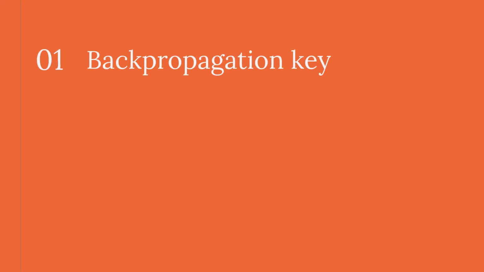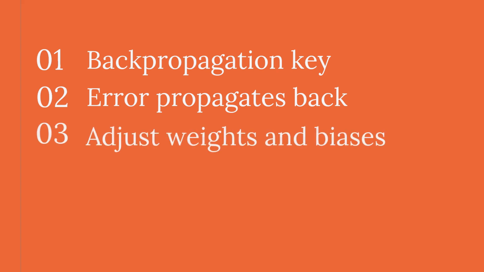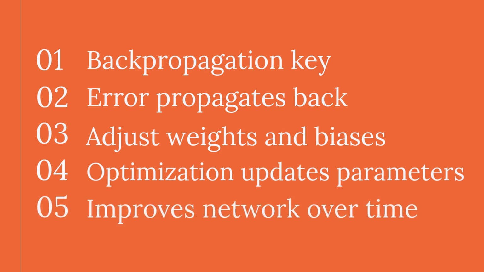Backpropagation is crucial for training neural networks. It propagates error backwards through the network. Gradients indicate how each weight and bias should be adjusted. An optimization algorithm then updates parameters. This process improves network performance over iterations.